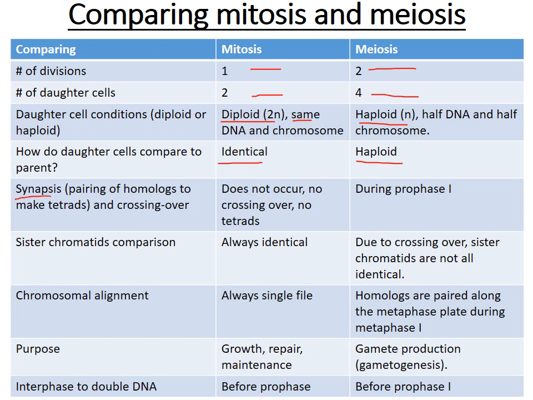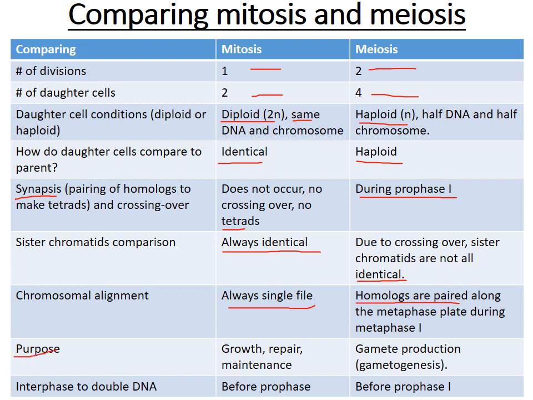When does synapsis happen? When does crossing over happen? Well, it doesn't happen in mitosis, never. There are no tetrads. Whereas for meiosis it happens in prophase 1. Sister chromatids are always identical in mitosis, but because of crossing over, sister chromatids are not identical in the meiosis process. Chromosome alignment: they're always single file in mitosis. They can be single file in meiosis, but only in meiosis 2. But in metaphase 1 of meiosis 1, the homologs are paired to each other.